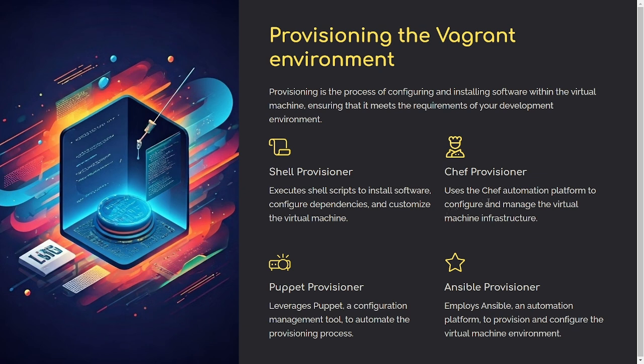provisioner: use the Chef provisioner to automate the platform to configure and manage the virtual machine infrastructure. The Puppet provisioner leverages Puppet, a configuration management tool, to automate the provisioning process, and the Ansible provisioner employs the Ansible automation platform to provision and configure the virtual machine environment.